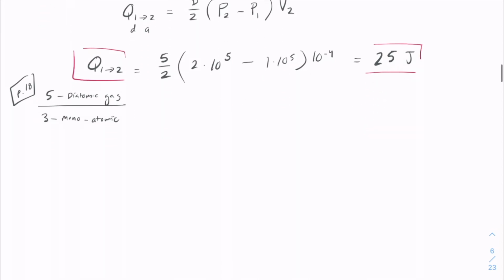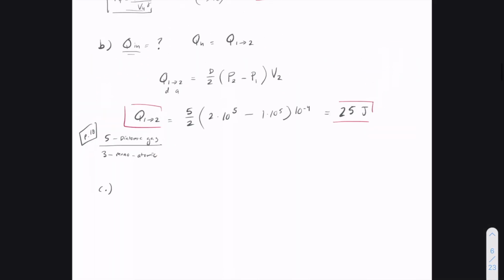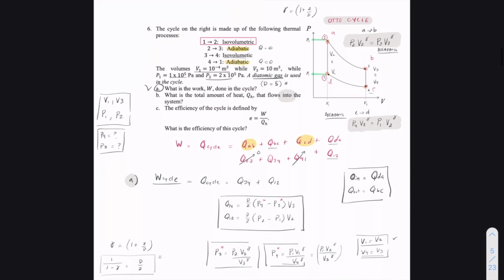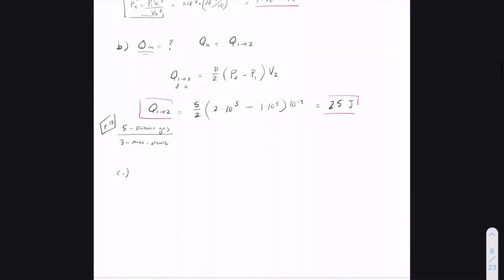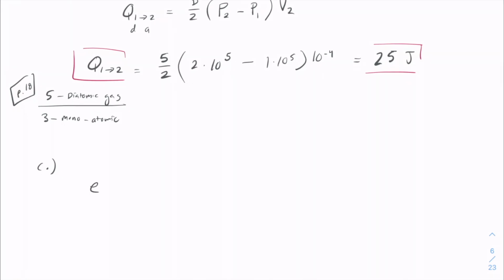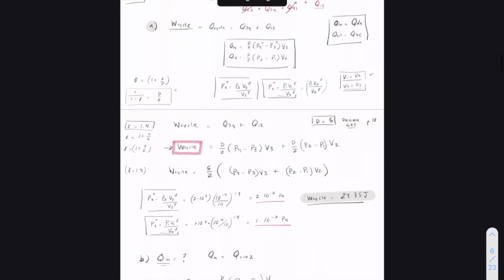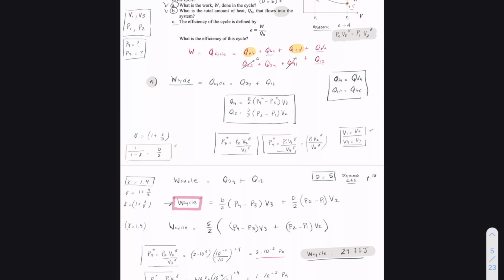All right, so then for part C, let's see what else this problem asked us to do here. For part C, we were asked to find the efficiency of the cycle. The efficiency of the cycle is going to be the work divided by QH. So we found the work in part A, and then we found the QH in part B. So all we really need to do for part C is just basically divide them, right? So the efficiency of the cycle is W divided by QH.